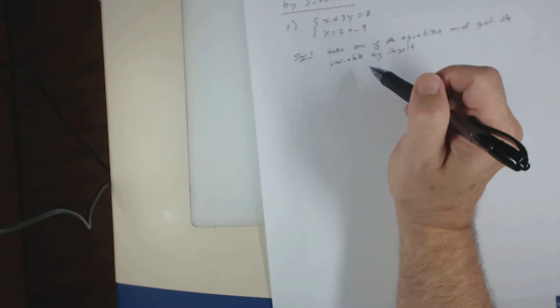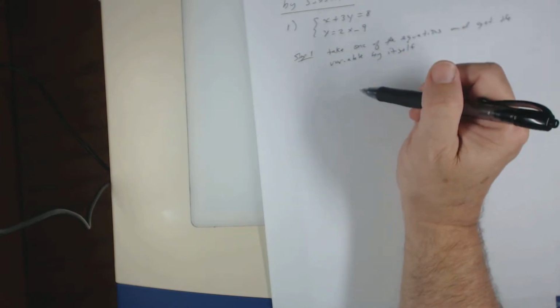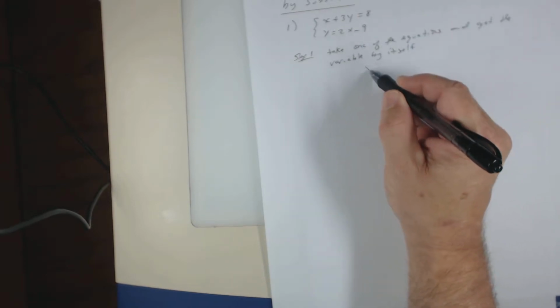Well, that one's already been done for you. Step one has already been done for you because which equation already has the variable by itself? That one. But that will be step one. So we're going to do one where the variable is not by itself, so you would have to do step one. So here I'm just going to say y equals 2x minus 9. That's the equation in step one that I'm going to use.